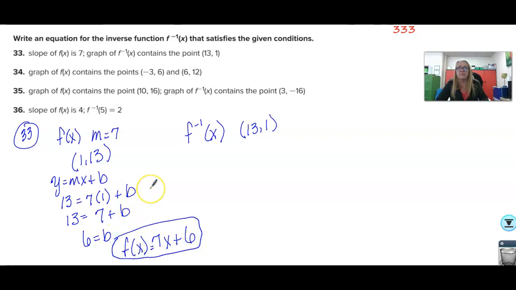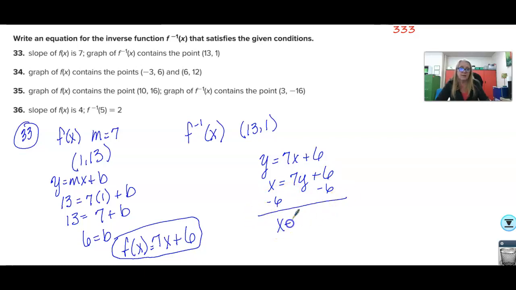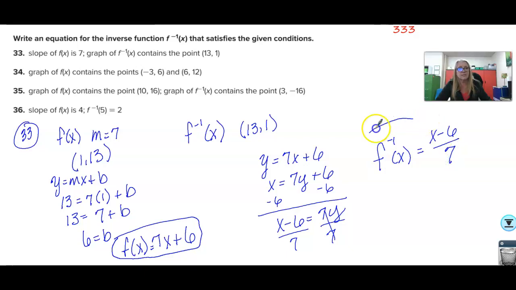But they want the inverse, okay? So that means I'm going to write y equals 7x plus 6. I'm going to swap x and y. x equals 7y plus 6. And then I subtract 6 from both sides. Gives me x minus 6 equals 7y. And then I divide both sides by 7. And I get that f to the negative 1 of x is equal to x minus 6 over 7. Yep. There we go.